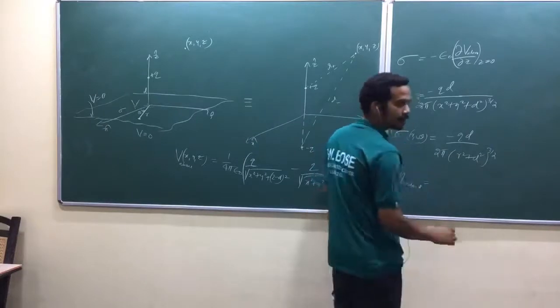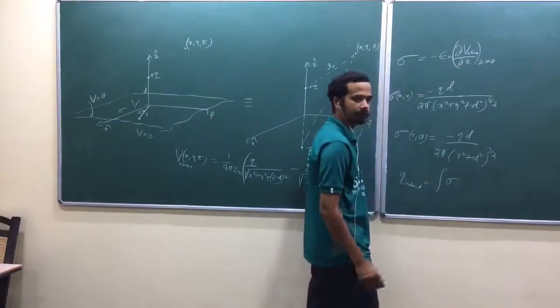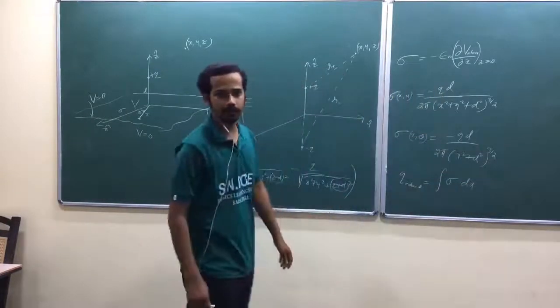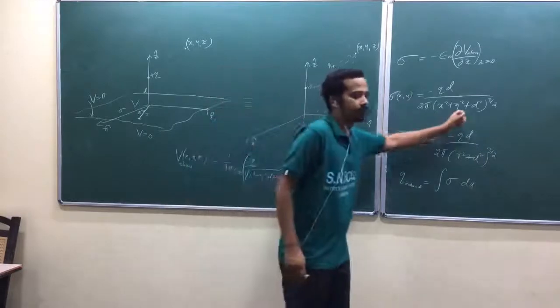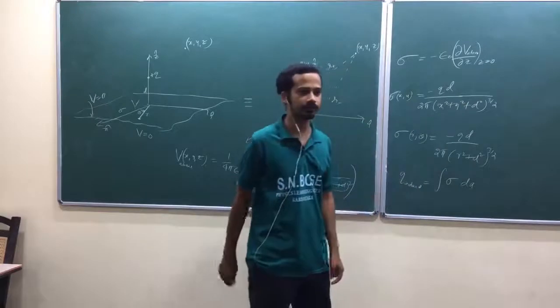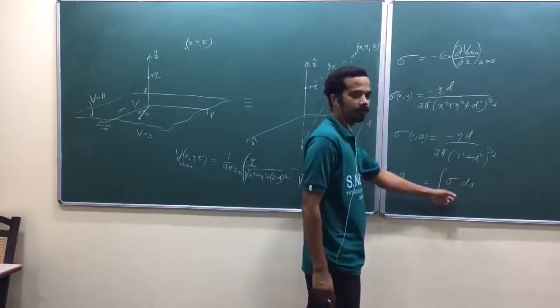How do you write that one? How do you find that one? So charge per unit area into area, throughout the plane, throughout the xy plane. Now we better not go for this one. Why? That integral would be lengthy. X should run from minus infinity to plus infinity, Y should run from minus infinity to plus infinity. Better we go for polar coordinates.